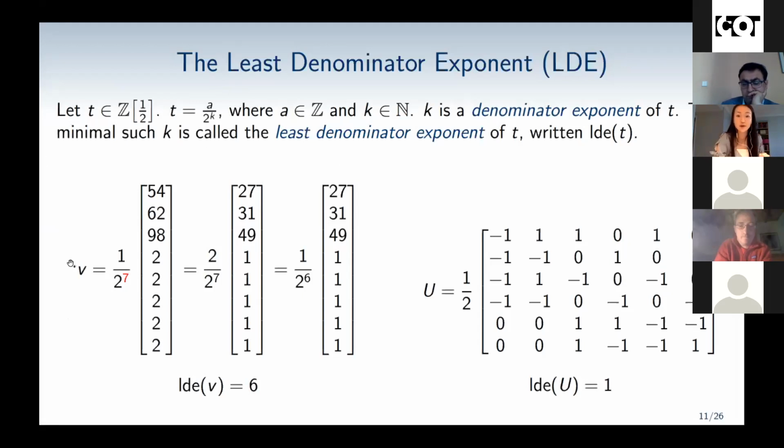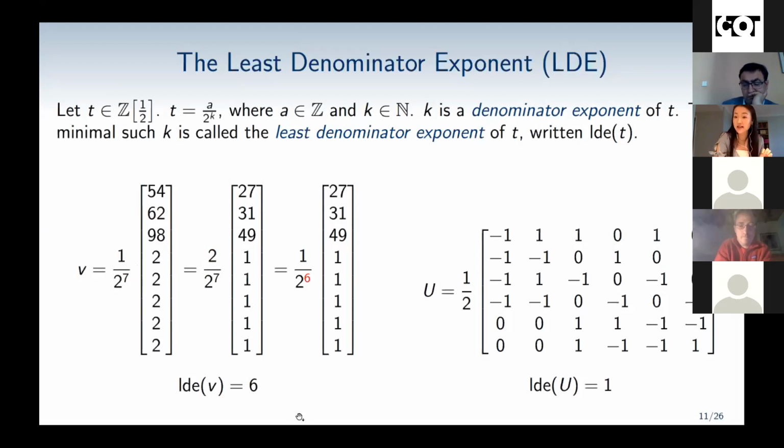For example, let's say we have a vector composed of 8 elements, and the LDE of this vector right now, well, we don't know yet, but the denominator exponent is 7. But since we can factor out 2 from every component of this integral part, we'll get a new form, and that will allow us to further reduce the denominator exponent from 7 to 6. And since now the integral part is composed of odd entries, this means that we reach the reduced form, and that gives us the LDE of the vector.